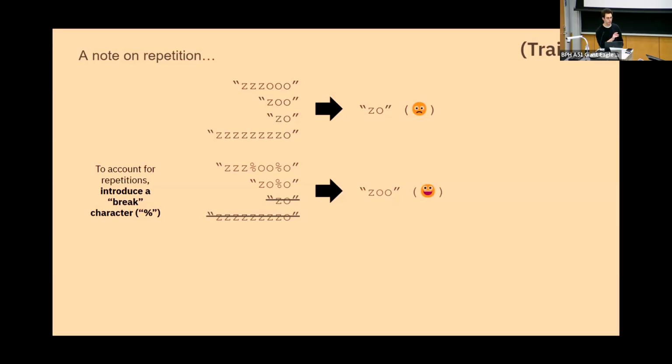But that's just to illustrate you can have one and it can still transition, and that'll come into play later. So yeah, that's a good question. So again, the break character is our solution to this repetition problem.